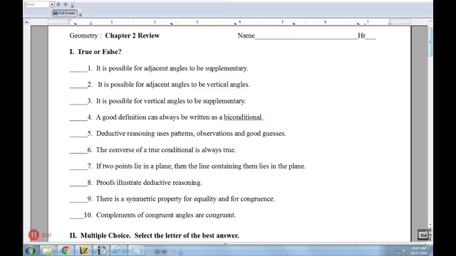So first section, true or false. Number 1, is it possible for adjacent angles to be supplementary? Well, remember, supplementary means they add up to 180. Adjacent means that they share a side. So could two angles share a side and add up to 180? Sure. An example would be angle 1 and angle 2. Those guys add up to 180. They are adjacent because they share this common side. So I believe this one would be true.